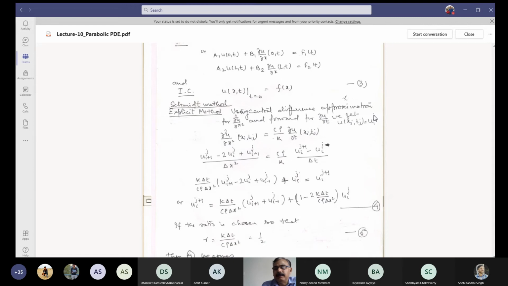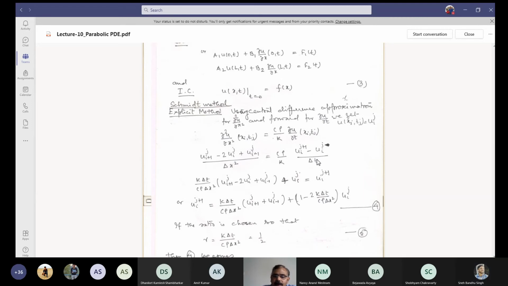I think in the book it is written in a similar way. It doesn't matter whatever the notation is, whichever book you are reading, before starting you must see the notation of that chapter. So the central difference for this will be u_{i+1}^j minus 2u_i^j plus u_{i-1}^j divided by delta x square. This equals rho by k, and then the forward one if you apply for t, this will be u_i^{j+1} minus u_i^j divided by delta t. Is this clear?